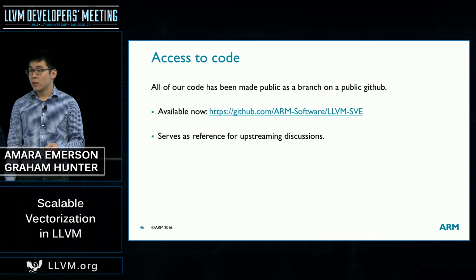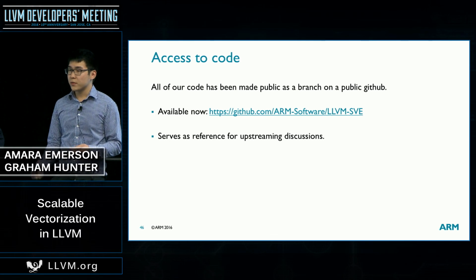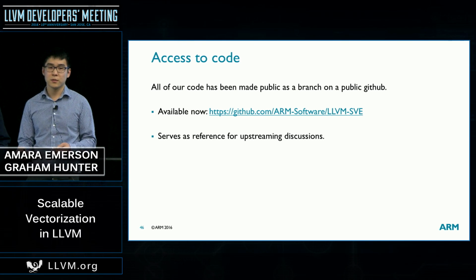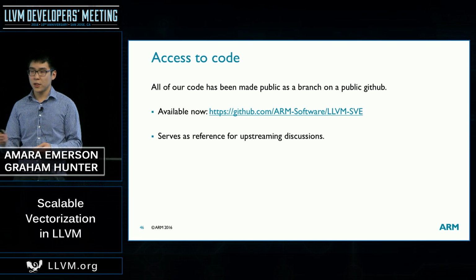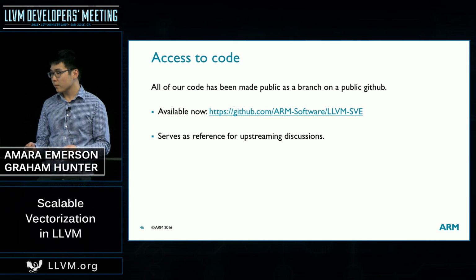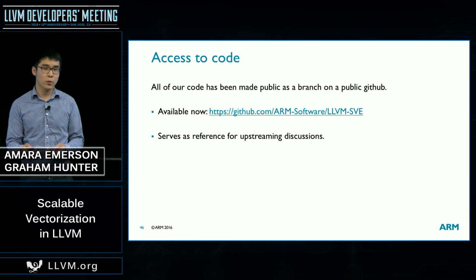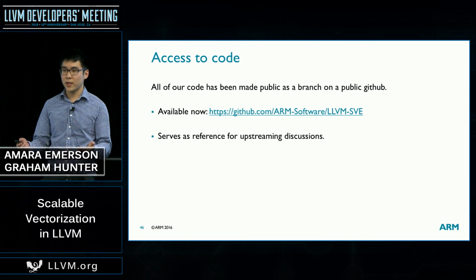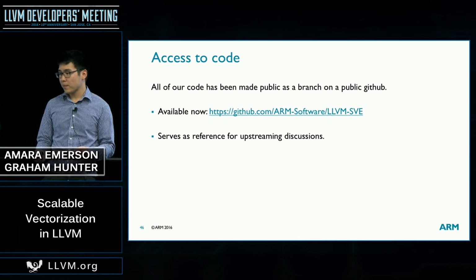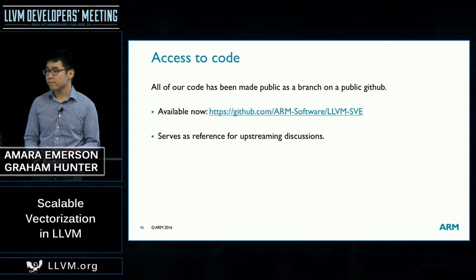So all of our changes are available today. What we've done is we've published a GitHub branch, which is all of our changes in a single commit relative to our baseline community level, which is back in June this year. And it's hoped that this public branch will serve as a reference when we're having our discussions on the mailing lists about how to proceed forward. The code should be buildable, and we have LLVM at the moment. We don't have Clang just yet.